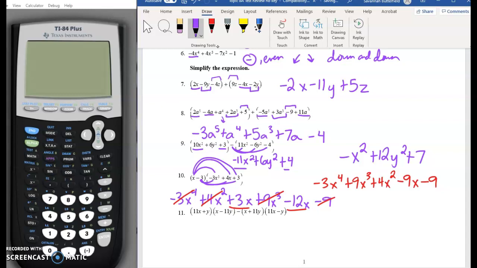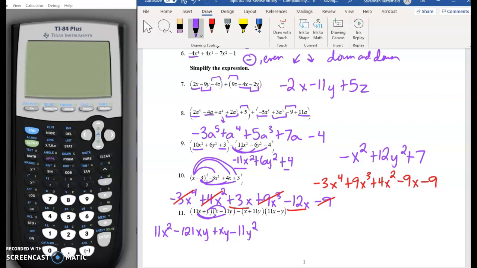So I'm going to start by multiplying these first two binomials. So 11x times x is going to get me 11x squared. 11x times negative 11y is going to get me minus 121xy, because x times y just gets you xy. And then y times x is just plus xy. y times negative 11y is going to be minus 11y squared.